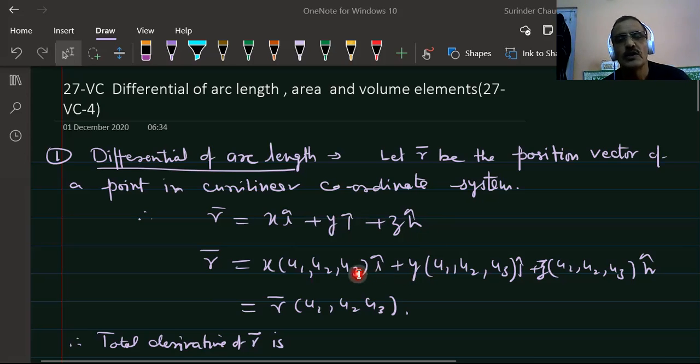Substitute x, y, z as functions of u only. Now the new vector will be in terms of u1, u2, u3, which is the position vector of the point in the curvilinear coordinate system. The earlier one was the position vector of the point in the Cartesian coordinate system.